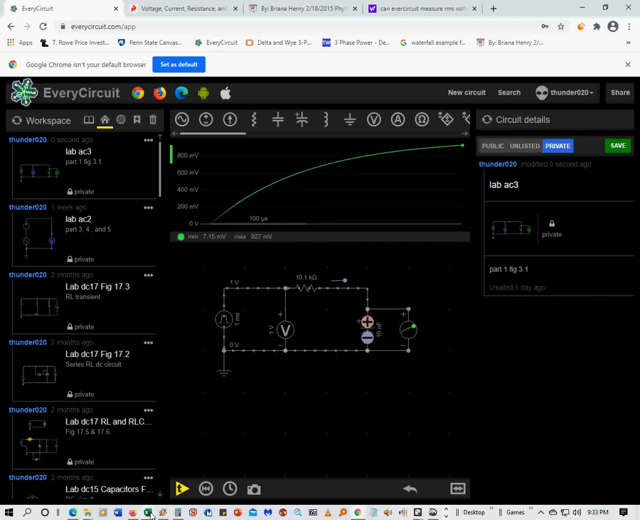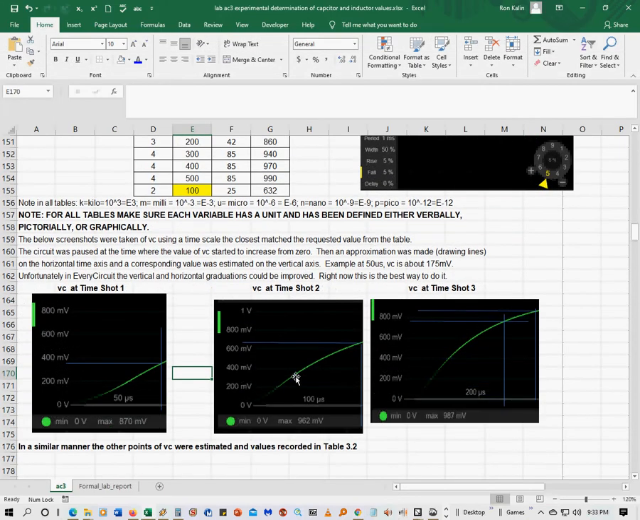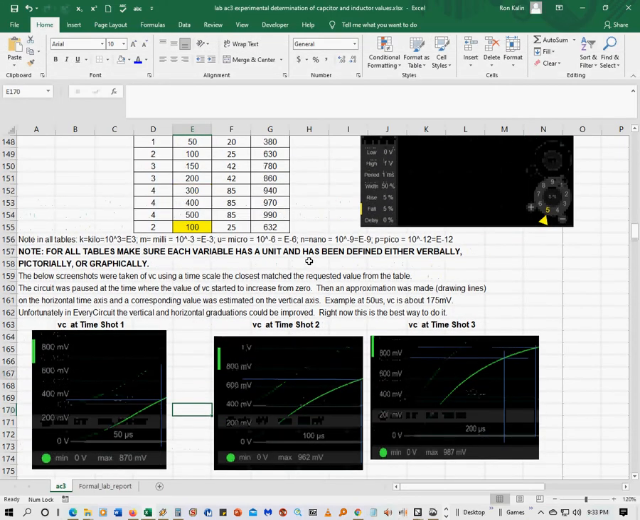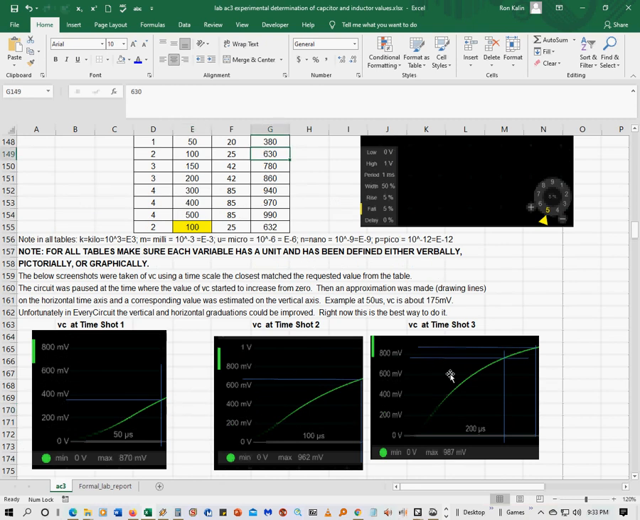So I did it for here, and again I said it was 630, and then the time at shot 3, that was 150 microseconds is here, 200 microseconds is here, so it was 780 and 860 there. And again, this is an estimate on my part. I'm just eyeballing this. And you would have to do the same thing on a scope. It's not going to give you an exact number.